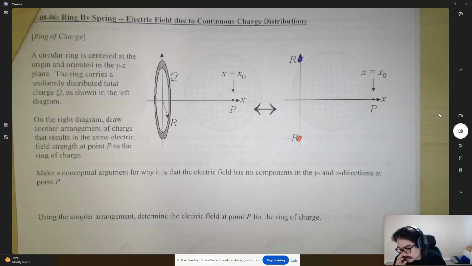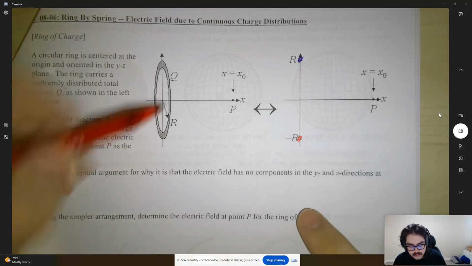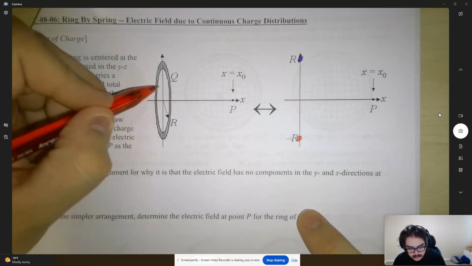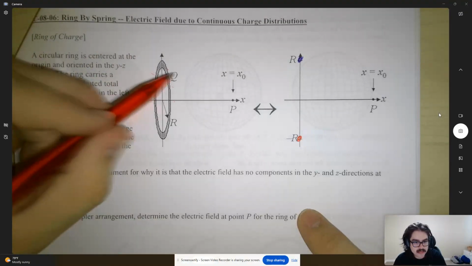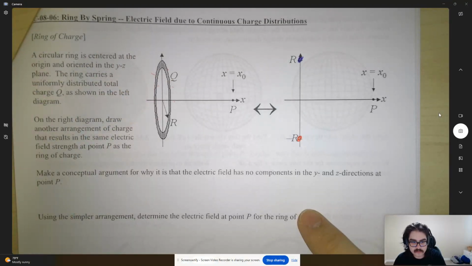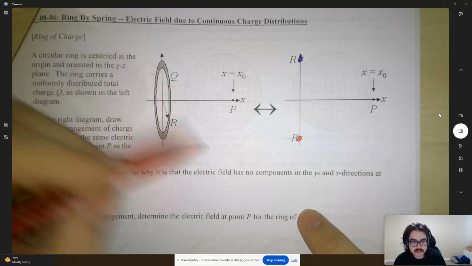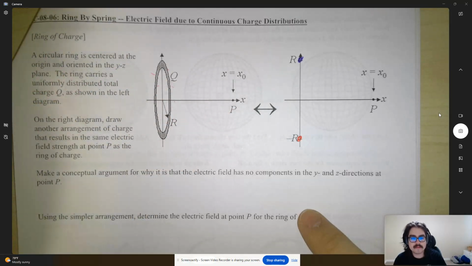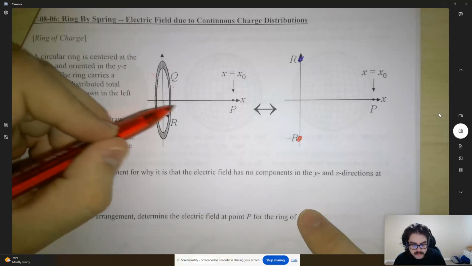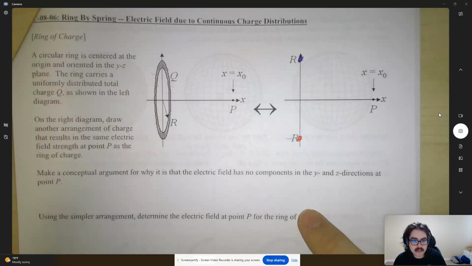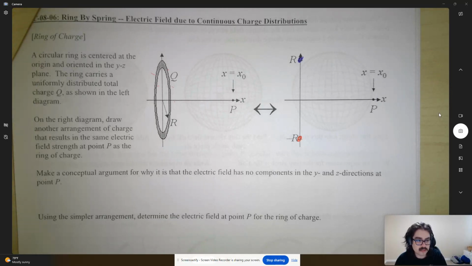The reason we're able to do that is because each side of the ring cancels out each other's electric fields. So the only part that matters is these parts up here at the top. If you think about that conceptually, the parts on the sides cancel each other out, and so you end up getting just an electric field going in the x direction. There's no y component to the electric field.